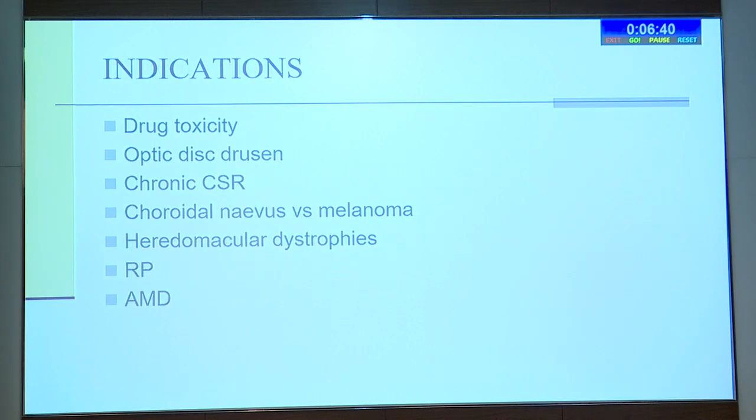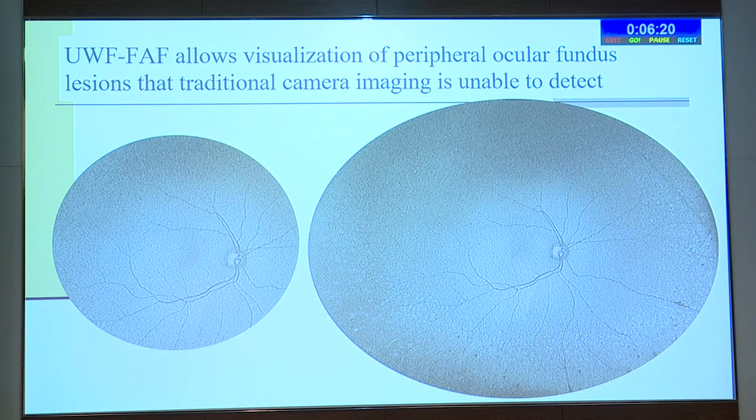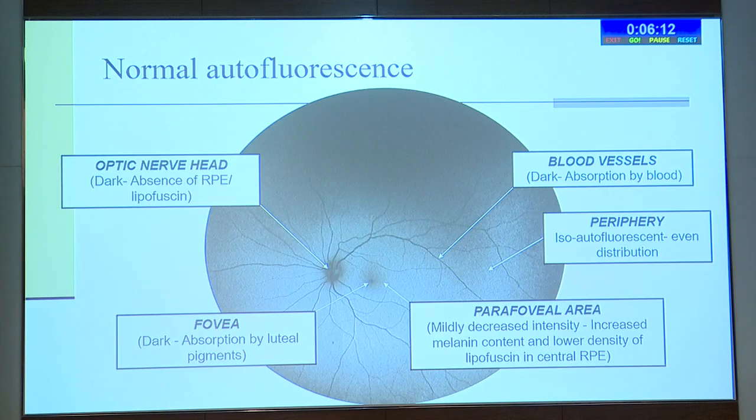conditions. So what are the indications of autofluorescence imaging? It's basically drug toxicity, optic disc drusen, chronic CSR, choroidal nevus versus melanoma, heredomacular dystrophies, and AMD. I'll just show you a few case examples of where this technology has helped me in my day-to-day practice. The advantage of ultrawide field FAF is that we can image a lot of other findings in the peripheral fundus which are not seen in traditional autofluorescence imaging.